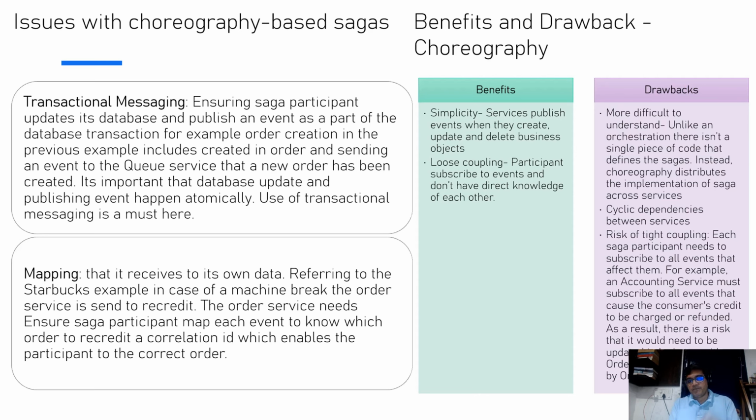Mapping is another important area. Going back to the Starbucks example, in the whole choreography universe, you've pushed out an order, and now the order has to come back to you for cancellation. So how do you get around knowing what is what? There has to be a correlation ID which you send off when the order creation is done, which comes back to you with the action which needs to be performed, in terms of cancellation of the order. So there has to be some kind of tracking mechanism. Coming down to benefits and drawbacks, as you can see, it's simplicity.